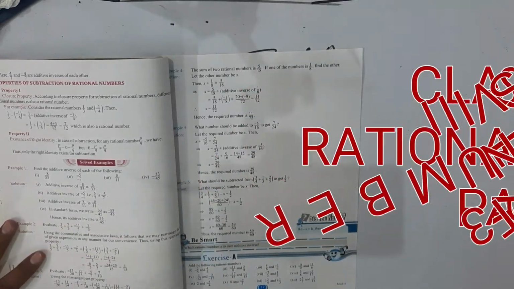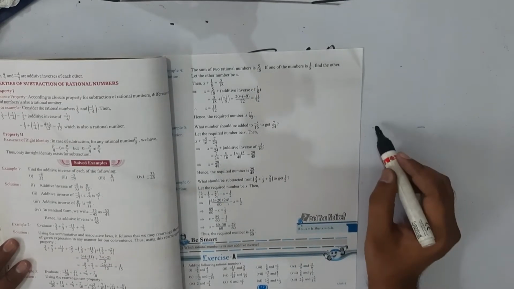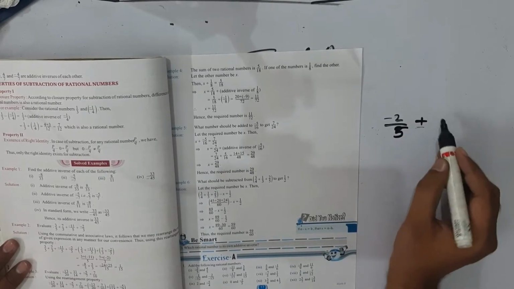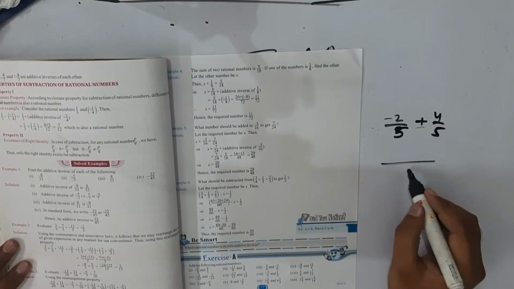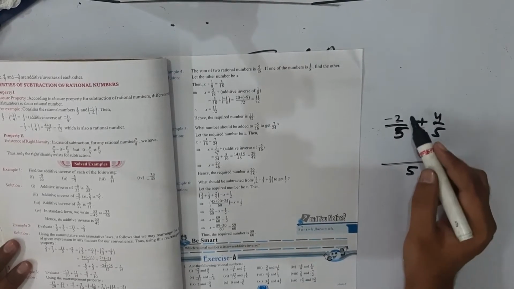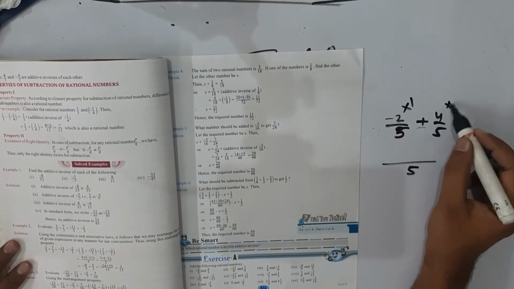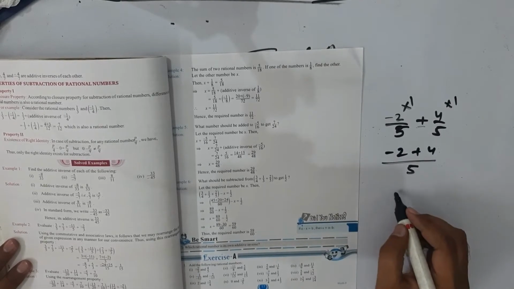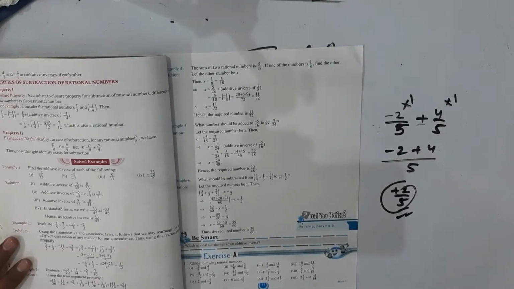Class 8th, exercise A. In this exercise, they are asking to add the following rational numbers. Let's see the first question, 2 upon 5 plus 4 upon 5. You all know how to do it. Take the LCM of the denominators and find out how many times each has to be multiplied. It is to be multiplied one time. It is also one time. So 2 plus 4 equals plus 6 upon 5. That's the answer. Let's see another question.